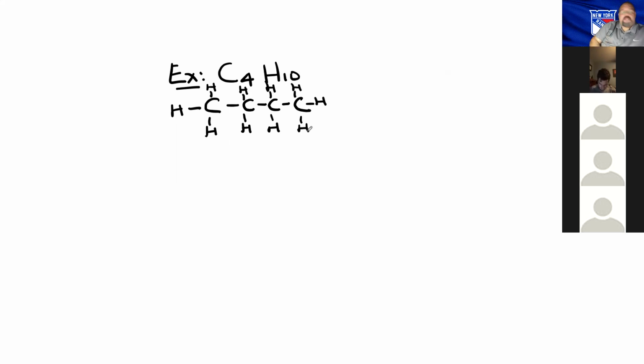And would that be an acceptable structure for C4H10? It absolutely would. You've got 4 carbons, you've got 10 hydrogens, and carbon has 4 bonds. No carbon has more, no carbon has less, which is great. Hydrogen, of course, should only have 1 bond. Hopefully you understand that as well. And just as a note, what type of alkane would this be? This would be an example of a continuous alkane because all the carbon atoms are connected in a row.